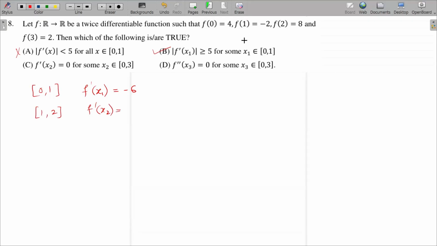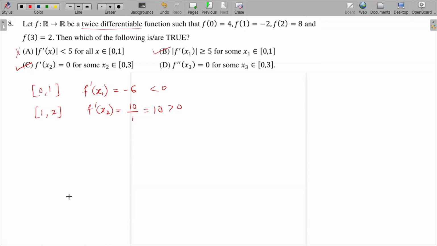From 1 to 2, you have 10 by 1, it's just 10. So this is negative, this is positive. So this must be true, because f dash is continuous, because it is differentiable. In general, f dash need not be continuous, by the way. Sir, if f dash need not be continuous, here the option is f double dash, that is why we are taking f dash is continuous. Correct, that's true.